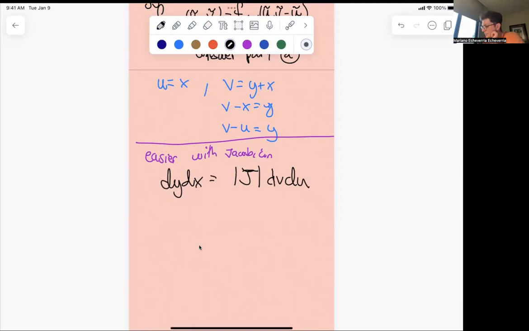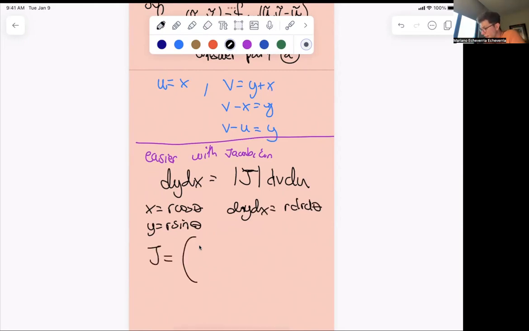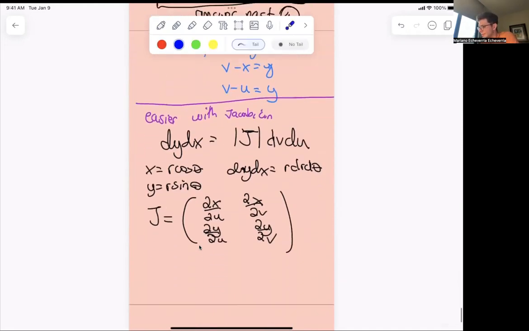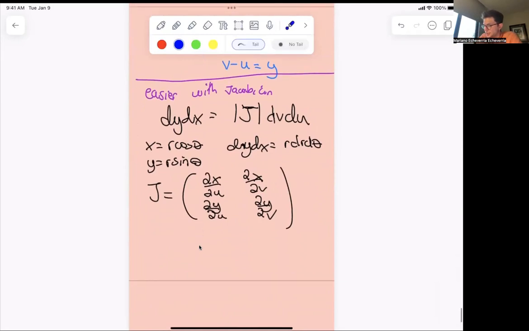Think of it this way: if x equals r cosine of theta and y equals r sine of theta, then this is like saying that dy dx equals r dr d theta. That is the Jacobian in this case. I think of it as the derivative of x with respect to u, the derivative of x with respect to v, the derivative of y with respect to u, and the derivative of y with respect to v. If you wanted the other version, you would have to take the inverse, but that's fine in this case because it's not too big of a thing.